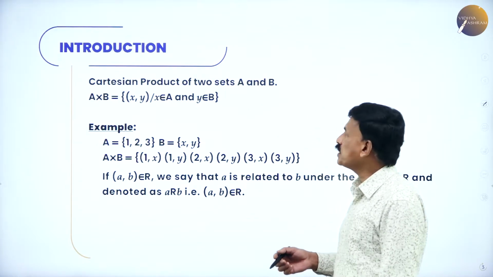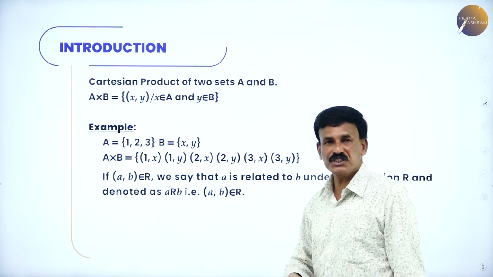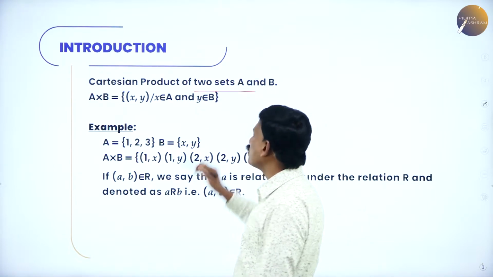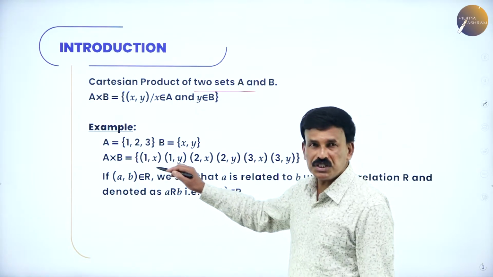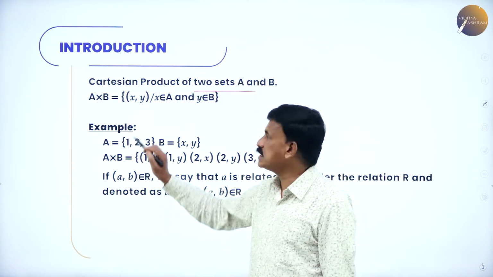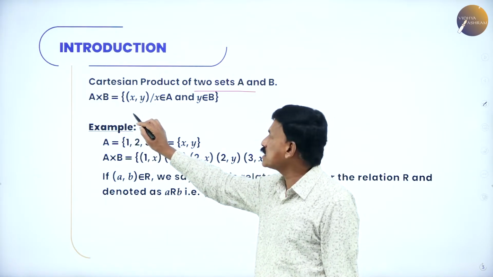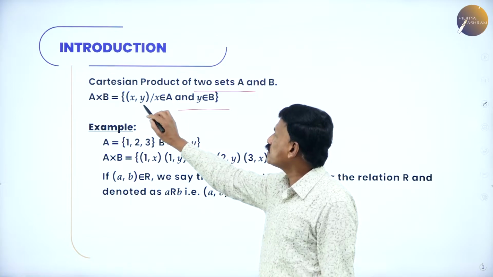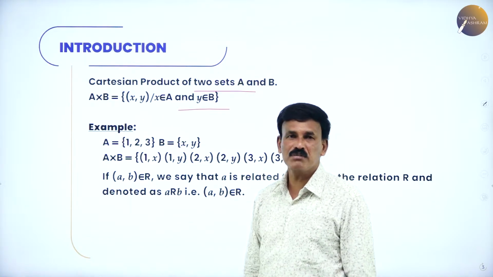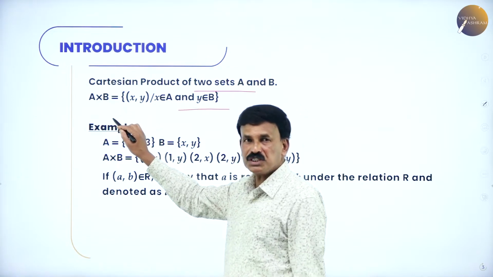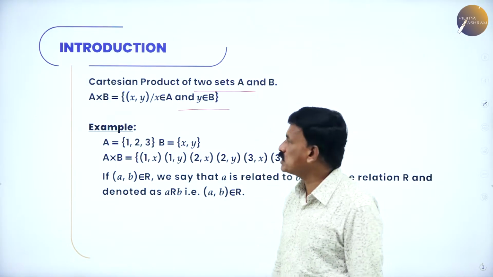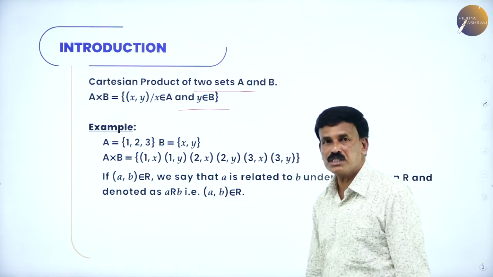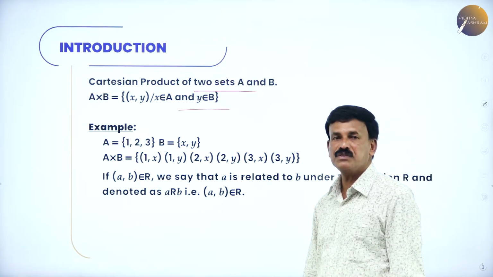What is a Cartesian product of two sets? Before going to the exact definition of relations and functions, let us know about the Cartesian product. Suppose A and B are any two non-empty sets, then the Cartesian product of A and B is denoted as A cross B. A cross B is the set of (x, y) such that x belongs to A and y belongs to B. That means the first member is an element of A and the second member is an element of B.